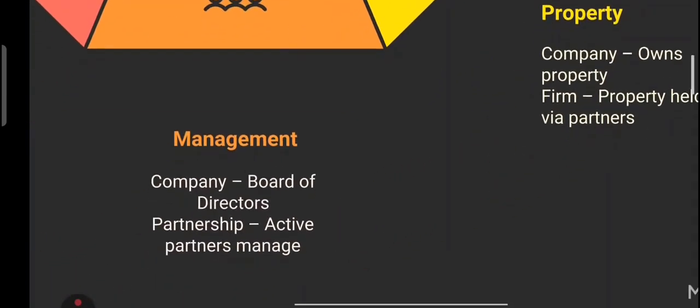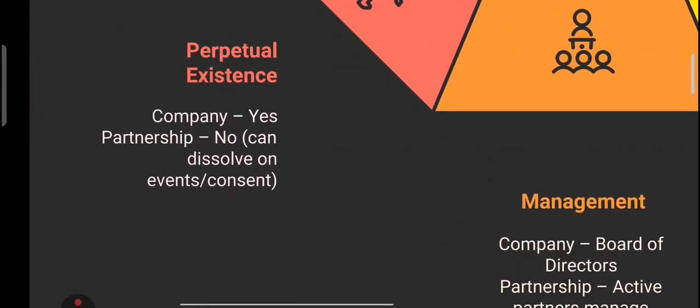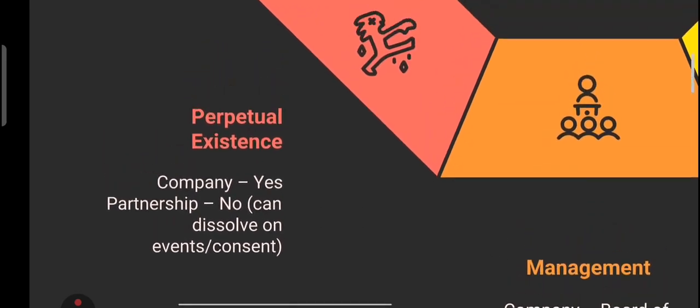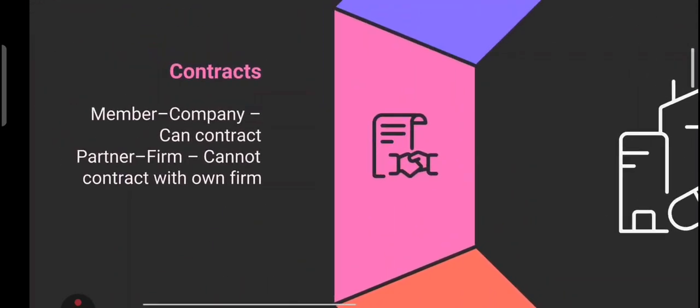Then we have management. Companies are run by a board of directors, while partnerships are managed by the active partners, right? Then we have the perpetual existence. A company continues to exist even if members leave, but a partnership may get dissolved when a partner leaves or a partner dies. Then we have contract. A company can enter into contracts in its own name, but in a partnership, contracts are in the name of the partners.